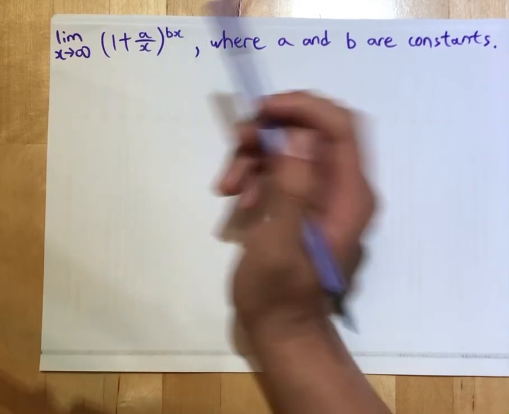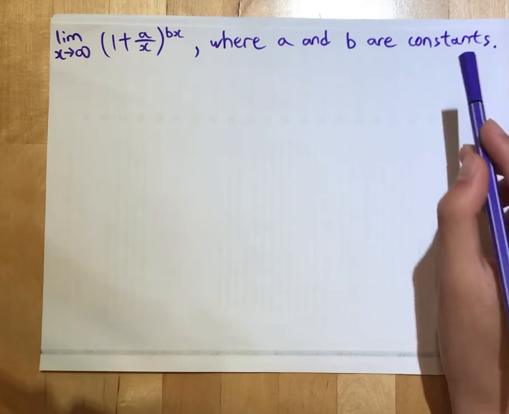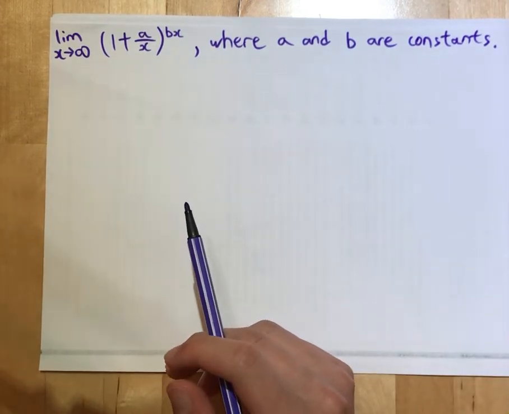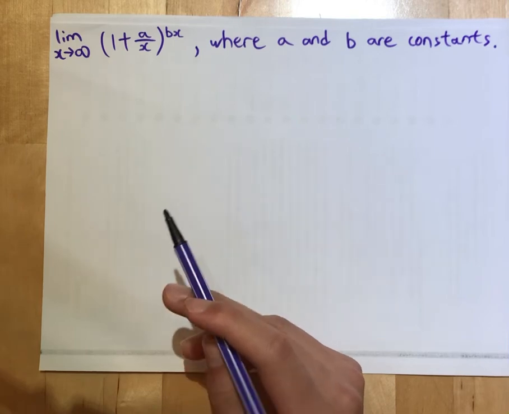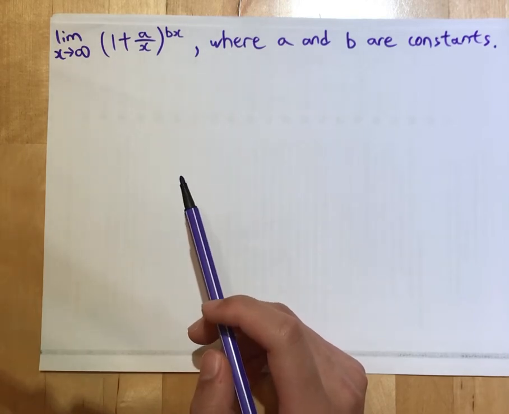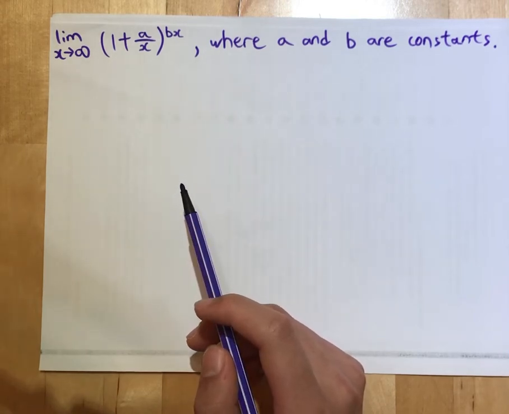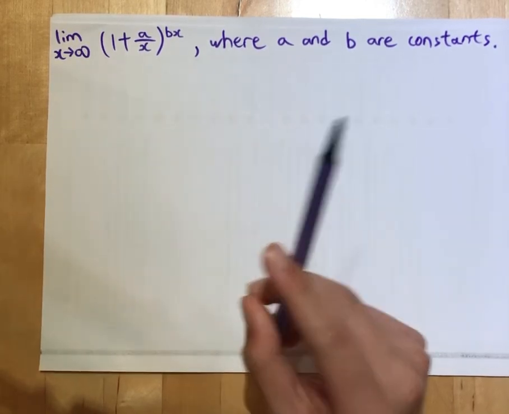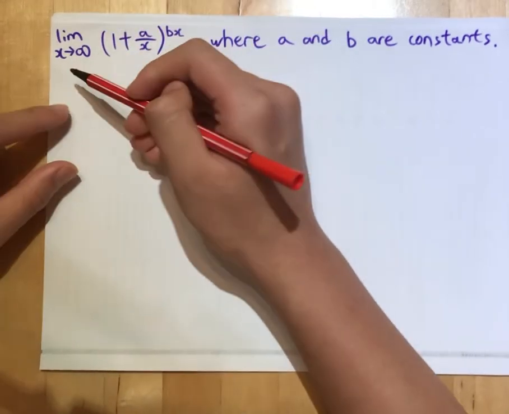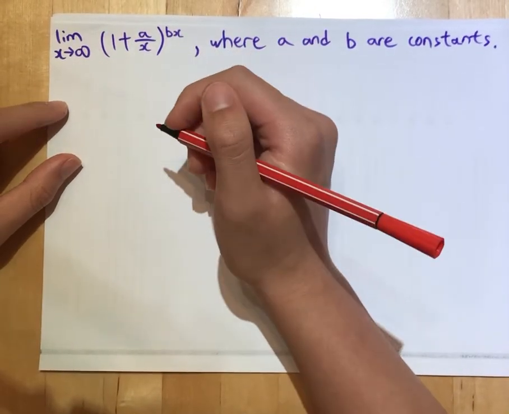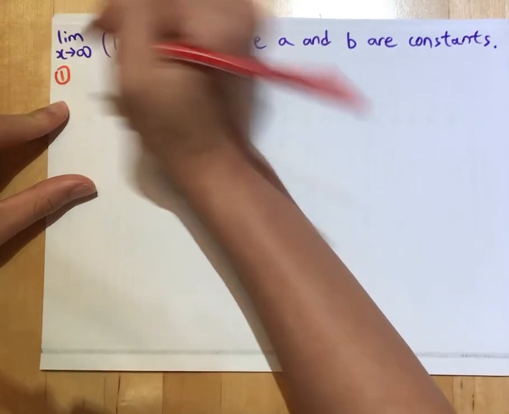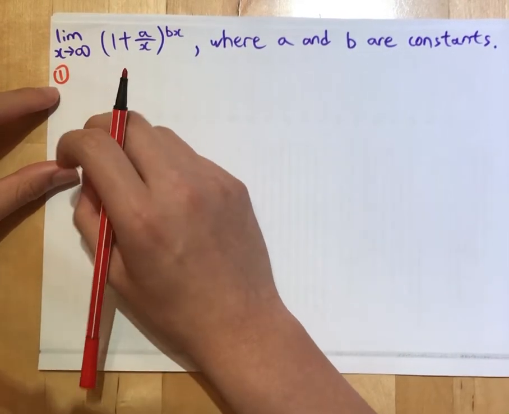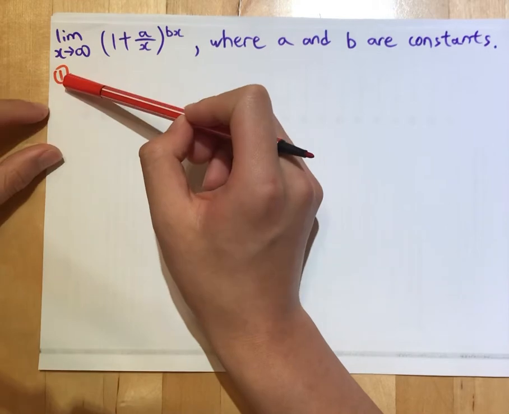Hello and welcome back. Today we will evaluate the limit as x approaching infinity of (1 plus a over x) to the power of bx, where a and b are constants. This is actually a hard problem that we need to use L'Hospital's rule, and then we have to use our brain, because if we directly substitute x to infinity, we will get something like this. So in this video, whenever I do a substitution, I will put down the number.